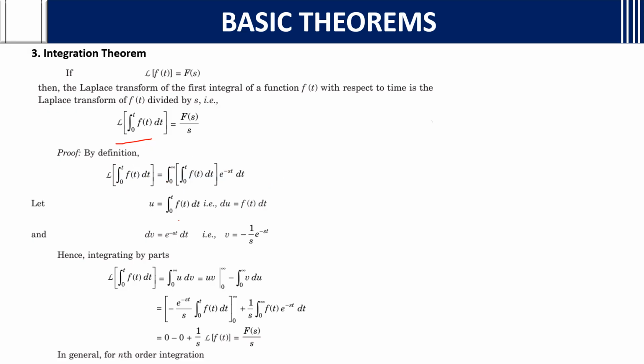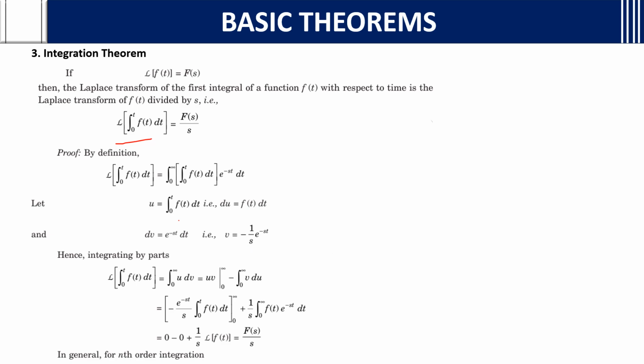After writing the Laplace transform, you need to apply integration by parts again, like the one for differentiation. Consider u equal to integral 0 to t f of t dt. So du will become f of t dt, because integration and differentiation cancel. So du is equal to f of t dt. After writing that, we want dv. dv is nothing but e power minus st dt, so v is equal to minus 1 by s e power minus st.